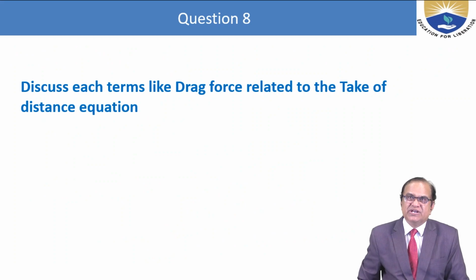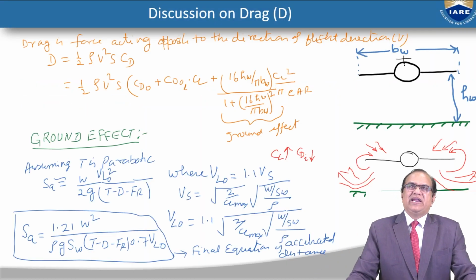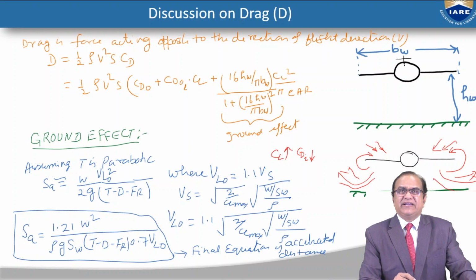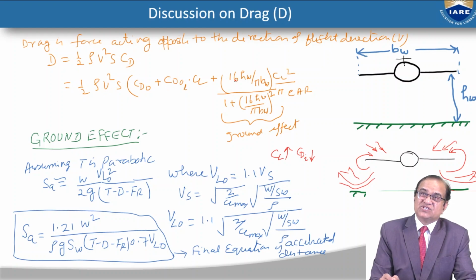Next question: discuss each term, like drag force, as related to the takeoff distance in the distance equation. Drag is a force acting opposite to the direction of the flight V, and we know that drag D is equal to half rho V square S CD. So half rho V square S CD is equal to CD naught plus CD naught L into CL plus 16 HW by pi BW CL square divided by 1 plus 16 HW divided by pi BW whole square, pi EAR.